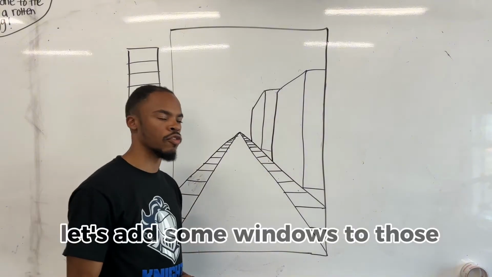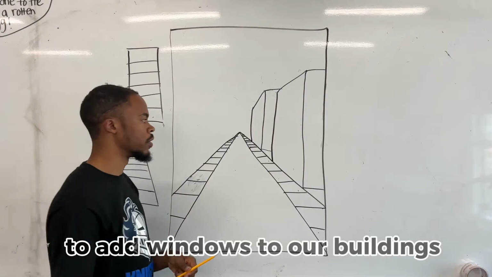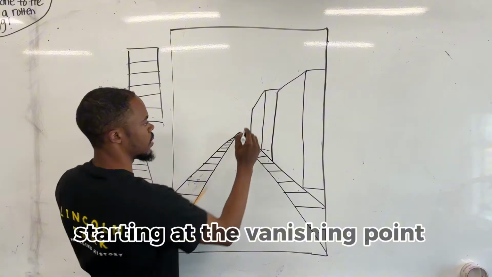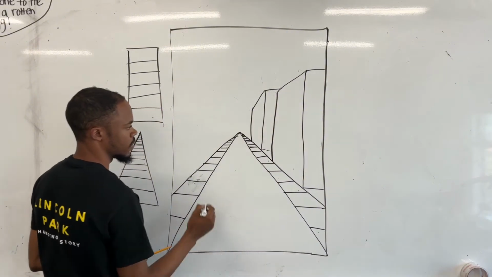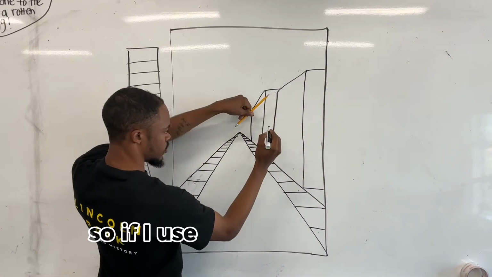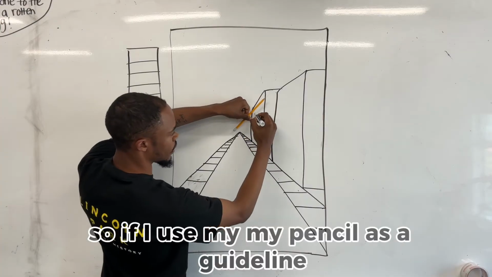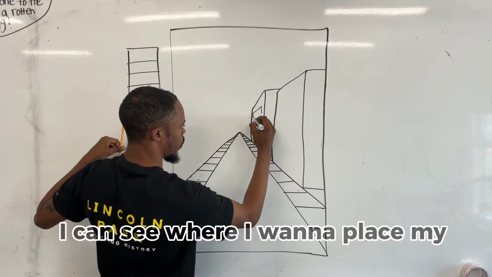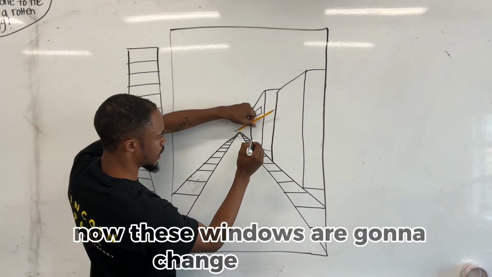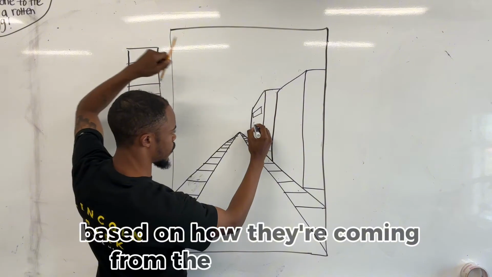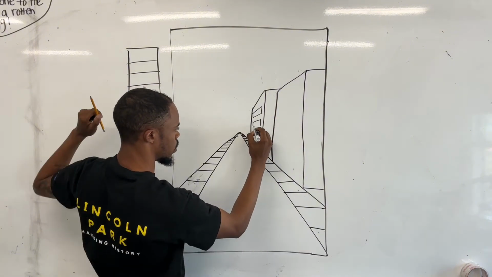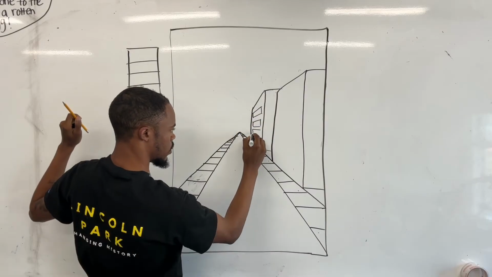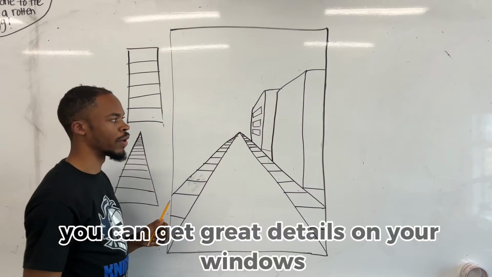Let's add some windows to those buildings. To add windows to our buildings, we're going to need to draw some lines, once again, starting at the vanishing point and going across these buildings. So, if I use my pencil as a guideline, I can see where I want to place my windows. Now these windows are going to change the angle based on how they're coming from the vanishing point. So use a ruler, and you'll be able to see that going to and from the vanishing point, you can get great details on your windows.